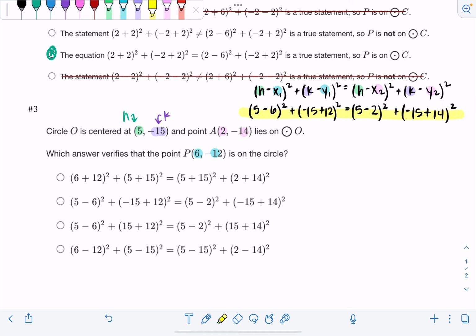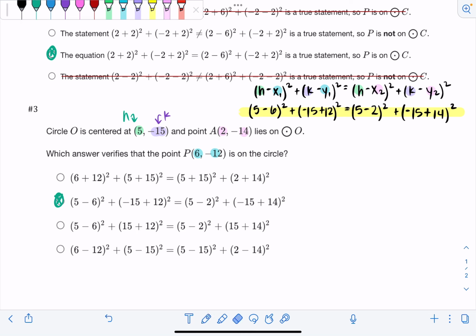So now that we did the pre-work of checking to make sure that our answer will align with theirs, our exact answer should be here. So 5 minus 6 squared plus negative 15 plus 12 squared equals 5 minus 2 squared plus negative 15 plus 14 squared should be the second option.